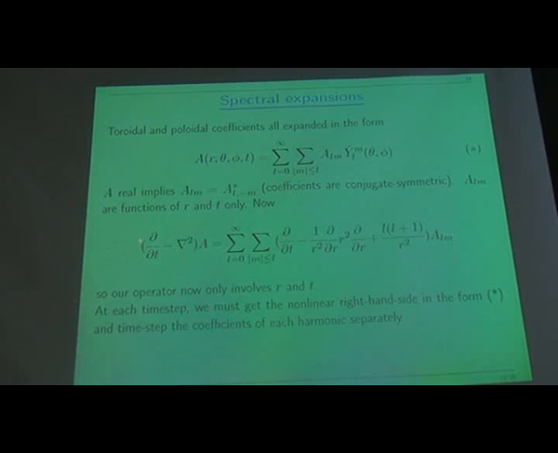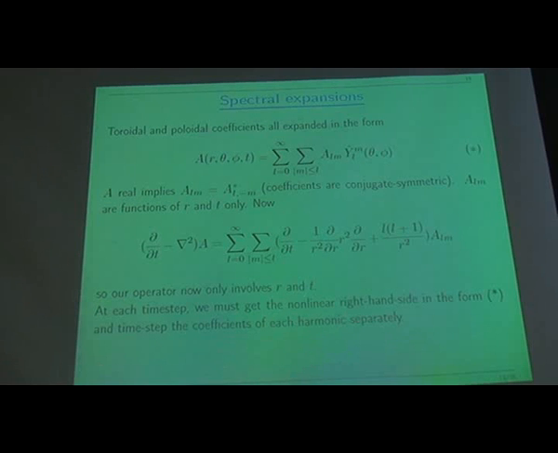So that basically we can rewrite that operator in that form there. And the operator now only involves r and t on each lm, on each spherical harmonic. And at each time step you've got to get the nonlinear right-hand side of this thing here, so the nonlinear right-hand sides have got to be evaluated and decomposed into spherical harmonics, of course. So at each time step you have to get those nonlinear parts all separated out into a spherical harmonic expansion.